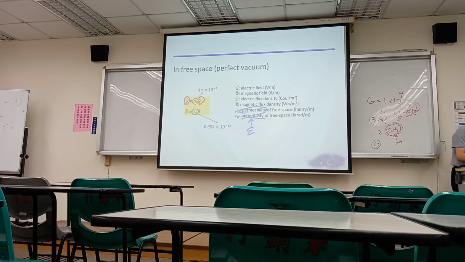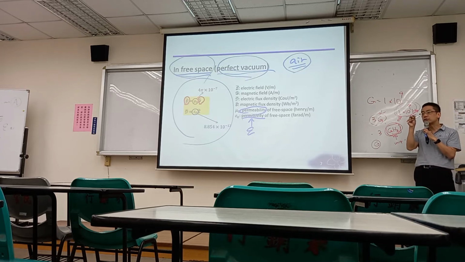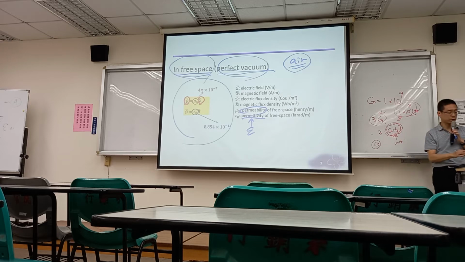So, after you know this is in free space, in a perfect vacuum, or maybe air, sometimes we will use this number. The air is a little bit different, but very similar. So use mu 0 and epsilon 0.